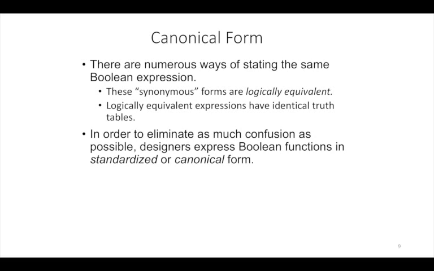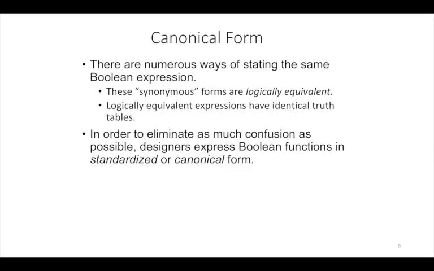In canonical form, there are numerous ways of stating the same Boolean function. For example, the function variable we saw before can be represented in many ways. The synonymous forms are logically equivalent, which means they have identical truth tables.